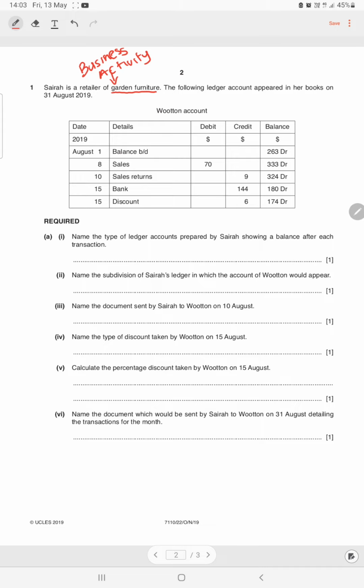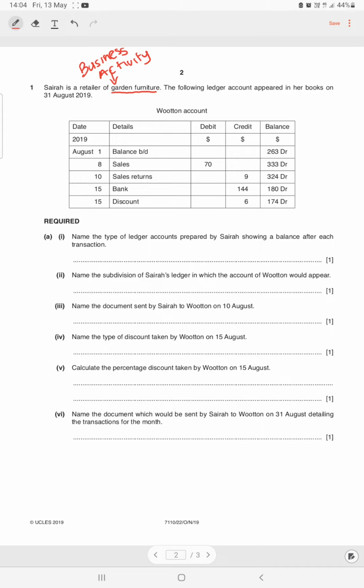Okay, so the following ledger accounts appeared in her books on 31st August 2009. Wooten account. So let's figure out what type of account Wooten is. Obviously we'll have to check and see whether this is a trade receivable or a trade payable. That's the first objective in this paper. In order for you to answer this question, that's the first thing you need to look at, because they've given you a ledger account. Your first objective should be to find out what type of ledger account this is. Those are the questions that you need to be asking.